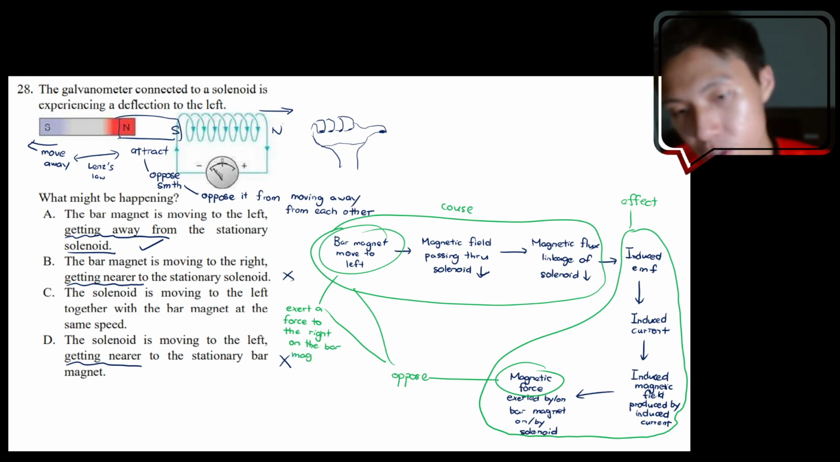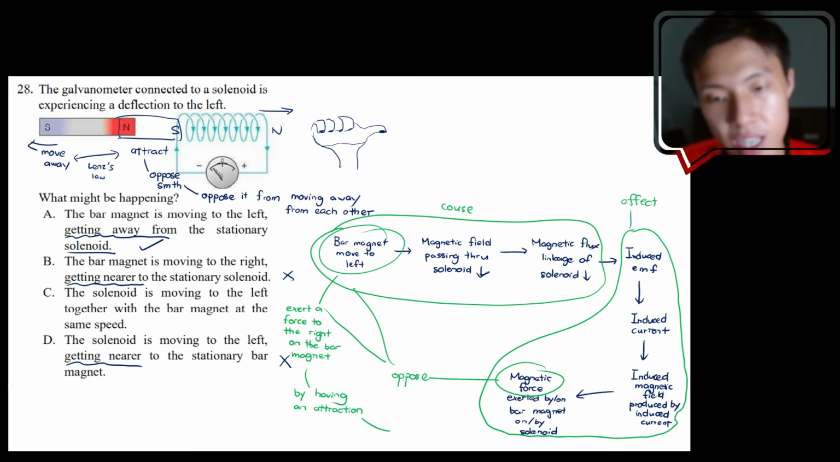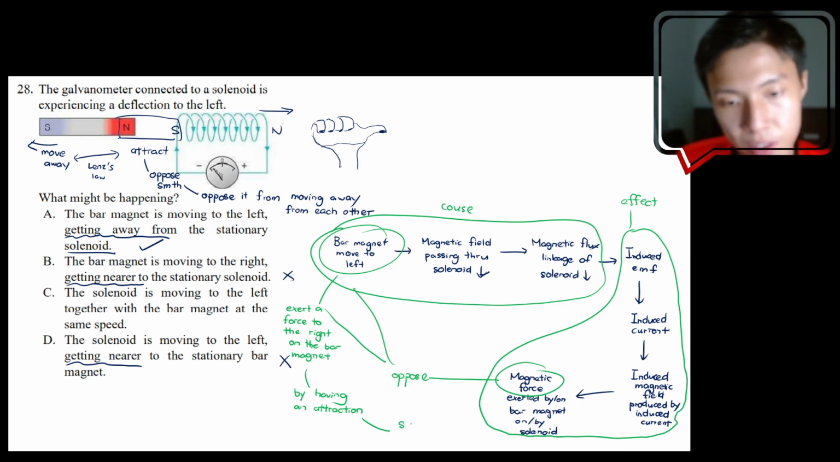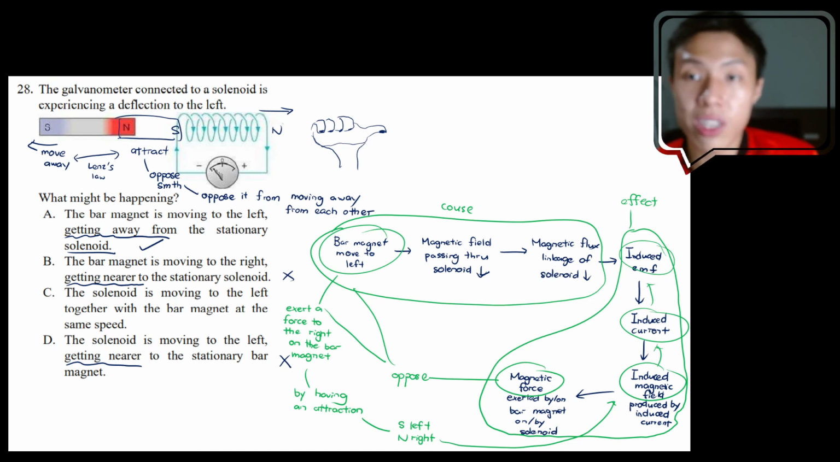So how do you exert a force on the bar magnet which is pointing to the right? By having an attraction. Okay, because you know this is the attraction, therefore you know that south is on the left, north is on the right. Then from there you know what kind of magnetic field you need. Then from there you know the induced current will be in what direction. You know the direction of the induced EMF. Okay, so this is just trying to tell you how the whole thing works.